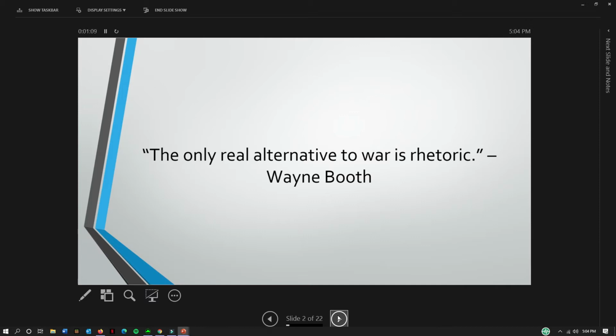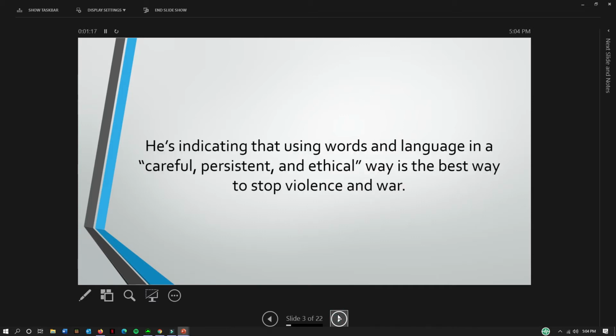Anyway, this saying is really similar to the saying, the pen is mightier than the sword. What Wayne Booth is saying here is that using words and language in a, quote, careful, persistent, and ethical way, end quote, is the best way to stop violence and war. That's what rhetoric is at its core. It's using language.